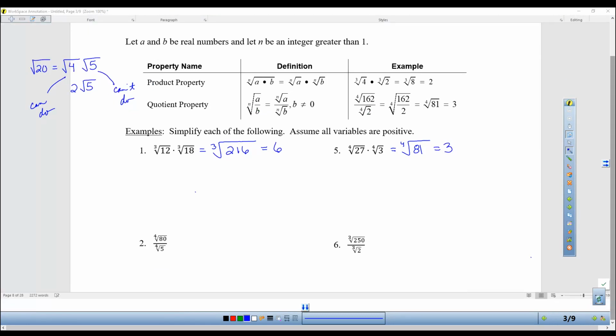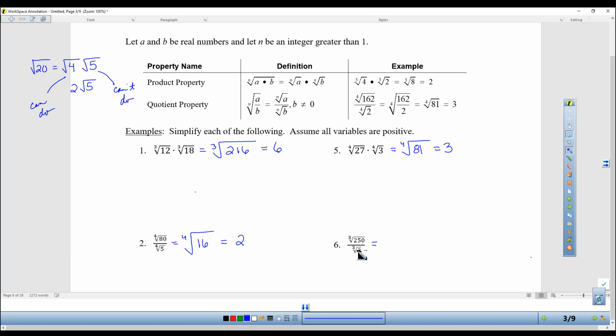On the next one, we're going to use the quotient property. These are both 4th roots, so I can put them together as a single root. 80 divided by 5 is 16. And I won't keep going back and forth, but if you look on your chart, the 4th root of 16 is 2.